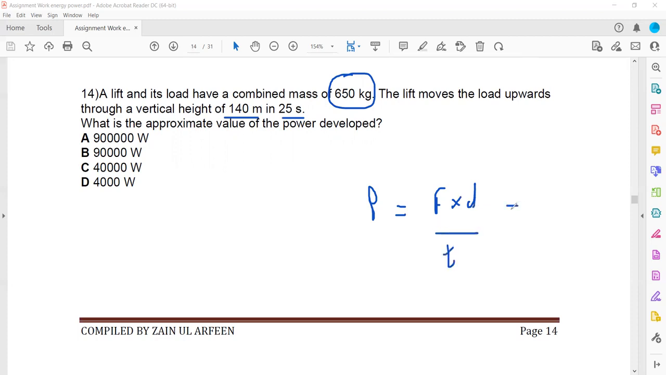So force is equal to weight. Force is equal to the weight of the person as it's lifted there, which is having a load of 650. So 650 times 9.8, that will be the weight, the force. Distance is 140 and divided by time, which is 25. So when we simplify, it will give us about 40,000 watts or 40 kilowatts.